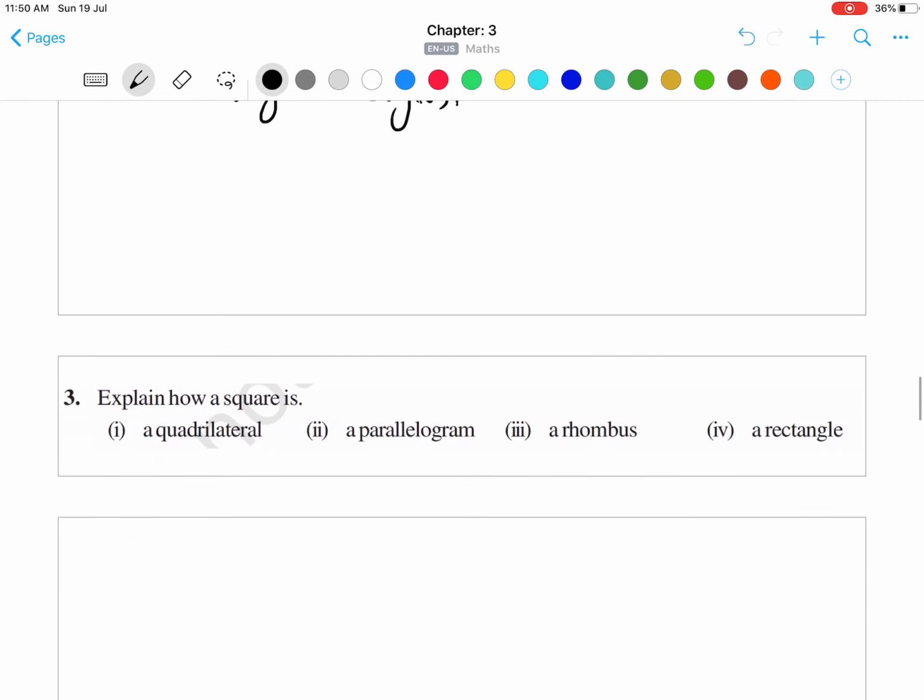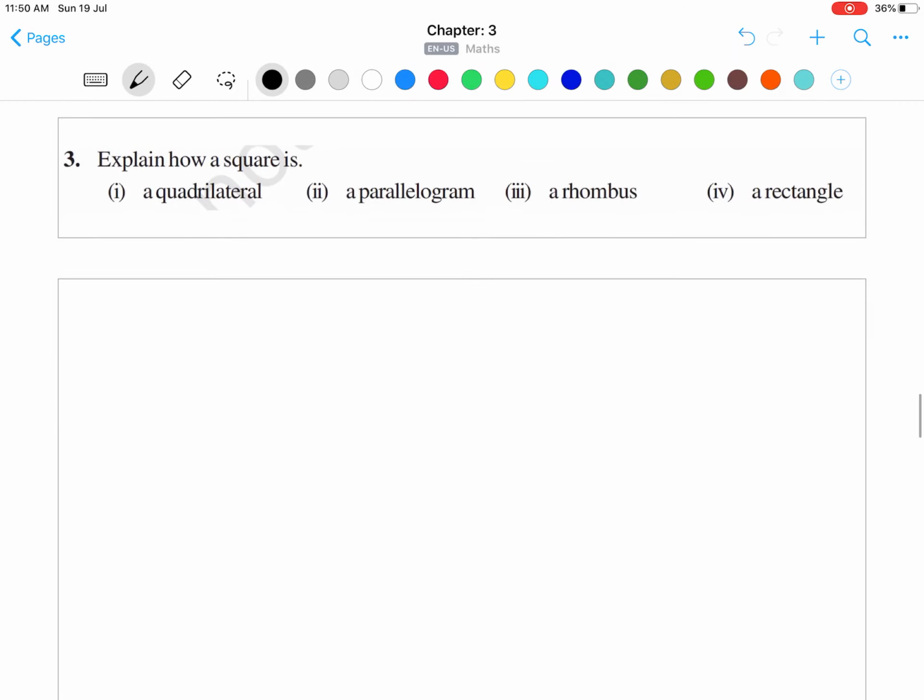Okay, so that's the solution of question number 2. Moving to question number 3, it says explain how a square is a quadrilateral. Okay, let's write this answer. Number 3, part A. Part 1. Explain how a square is a quadrilateral. We know a quadrilateral is a shape which has four sides, and it has to be a closed shape.